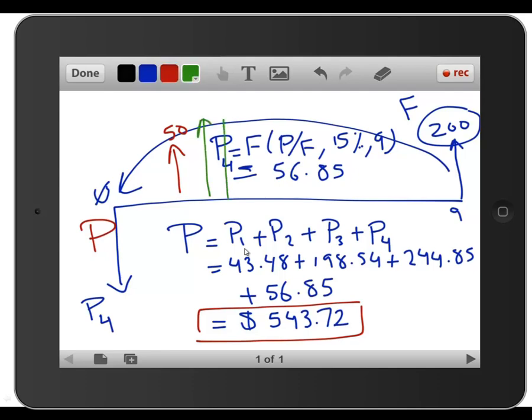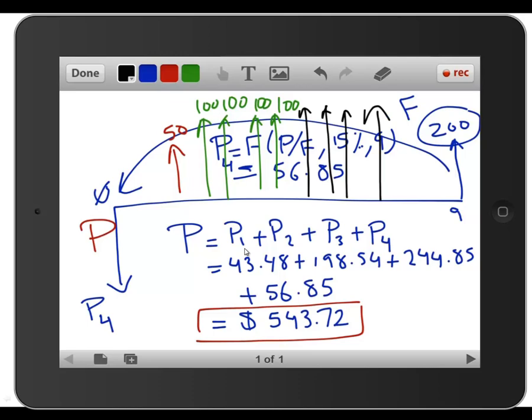and that will be the final value for P over here, coming from all 4 groups: from the 50, from the hundreds, from the 150s, and from the 200. So we managed to get all these values back to one value, which is the present value, the current present value, $543.72. And that was the example that we have here.